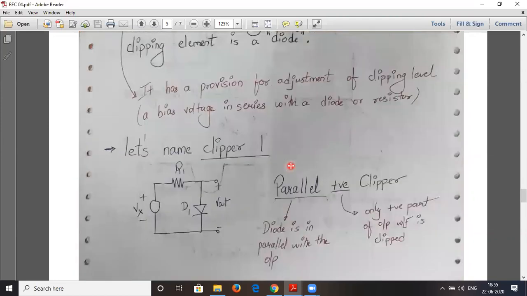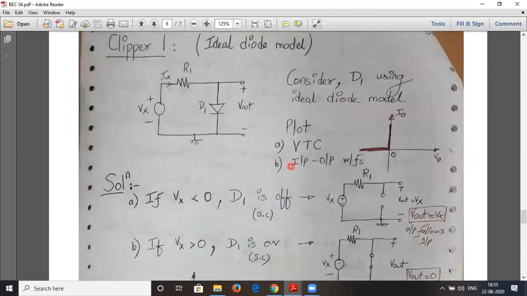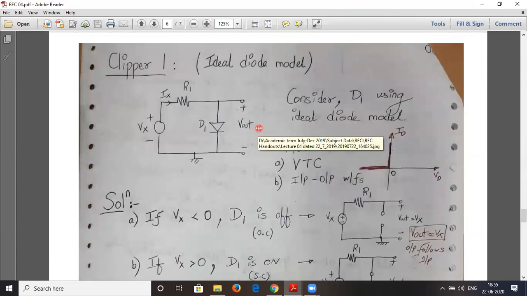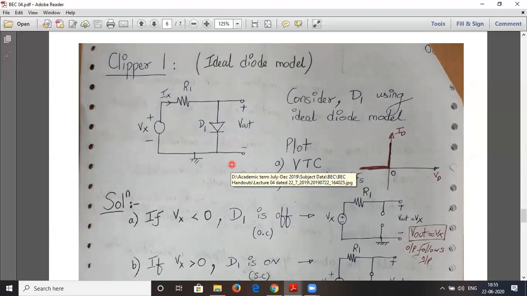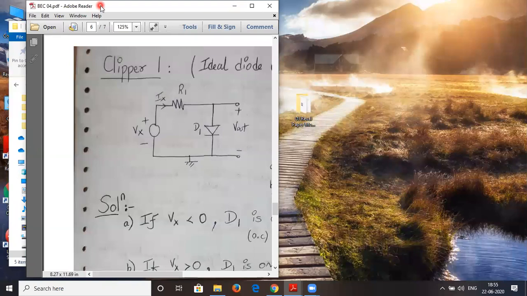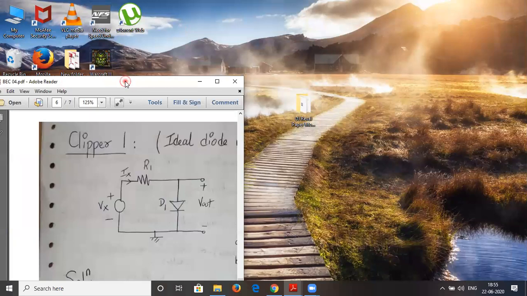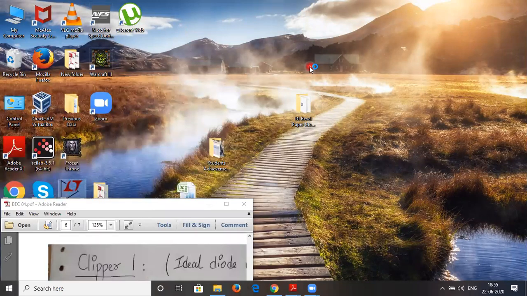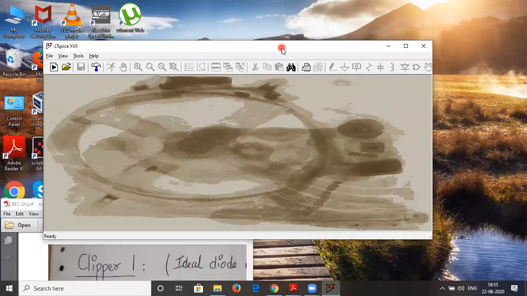But let us directly go to our first circuit. Okay, so this is my clipper circuit. We will understand the working a little later. First, we will try to directly simulate this in LT-Spice and see what really happens. So let me turn on the LT-Spice window. First, we'll simulate this and then we'll analyze what exactly has happened.